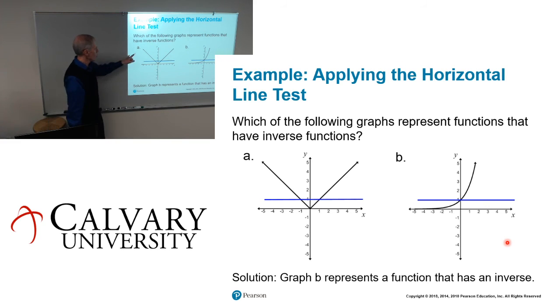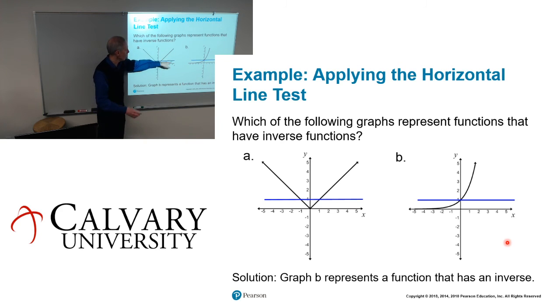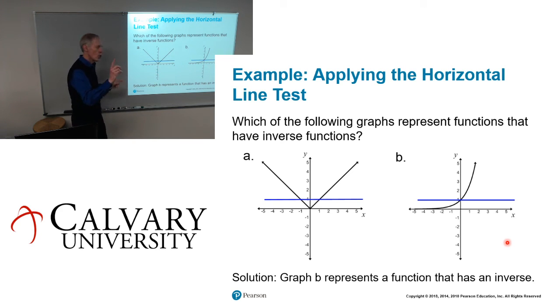So, notice this graph right here is a function because it does pass the vertical line test. Everywhere that you would draw a vertical line through here, it intersects at only one point. So it is a function. But does that function have an inverse? The answer is no, because if you can draw a horizontal line passing through 2 points, then an inverse does not exist. This is a function, but it does not have an inverse.